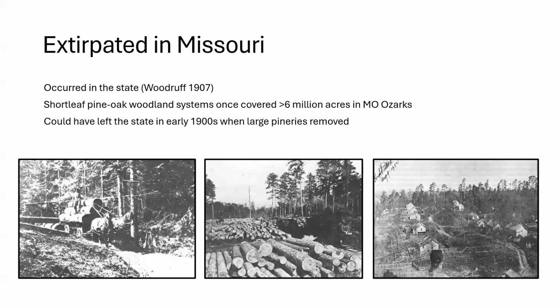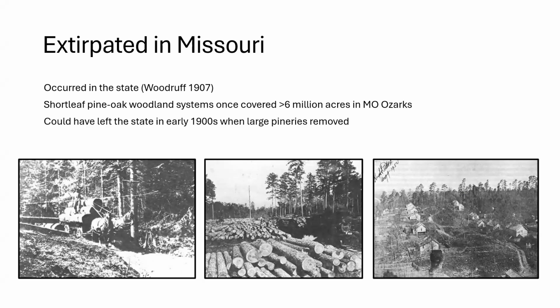They were likely extirpated from Missouri in the early 1900s. There are 2 records of them in 1907, but because of really intense logging activities during this time, we likely lost them. Shortleaf pine oak woodland systems once covered, some estimates say, up to 6 million acres of the Missouri Ozarks.